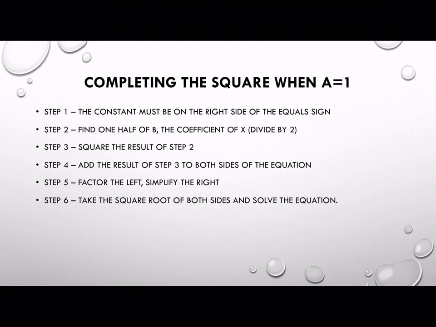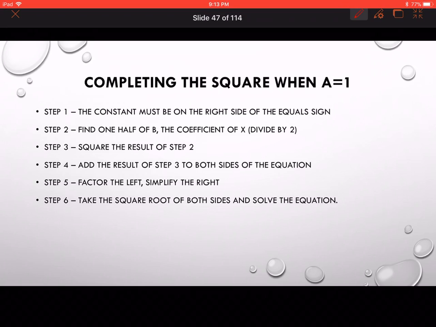And for this, I am assuming that we have an equation that is in ax squared plus bx plus c form. Okay? So we're going to take the constant, the c, and move it to the right-hand side of an equal sign when we have it set equal to 0. We're going to take 1/2 of our b term by dividing by 2. We're going to square that result. So we're going to take 1/2 of b and then we're going to square it. We're going to add that to both sides of my equation.